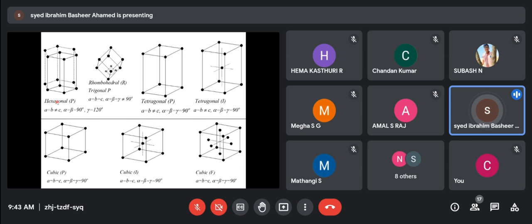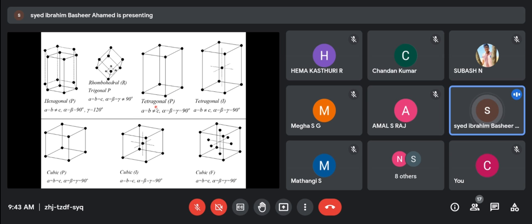So here in hexagonal, you can see this is a primitive lattice. You have the lattice points only at the corner and in the center. This is a primitive cell. So rhombohedron, which is denoted by the letter R. So only at the corner.